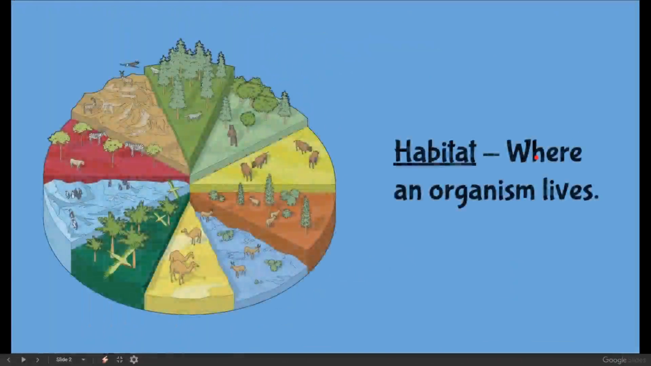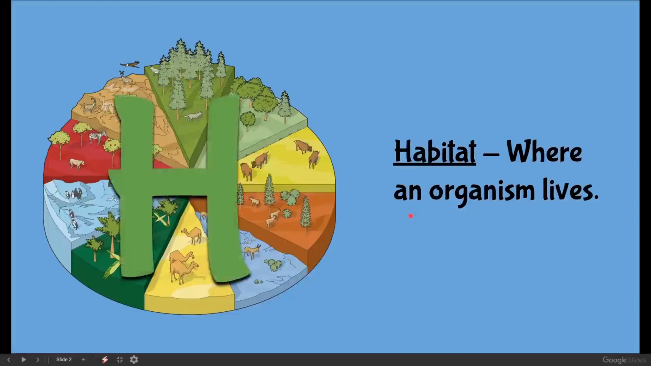All right, so let's start off with habitats. A habitat is where an organism lives. So you might think of a lion living on a savanna in Africa. You might think of buffalo living on plains in North America, camels in a desert, parrots in a rainforest, things like that. So a habitat is where an organism lives. So we're going to represent habitat with an H for this whole lesson because habitat starts with an H. I see you figured that out.